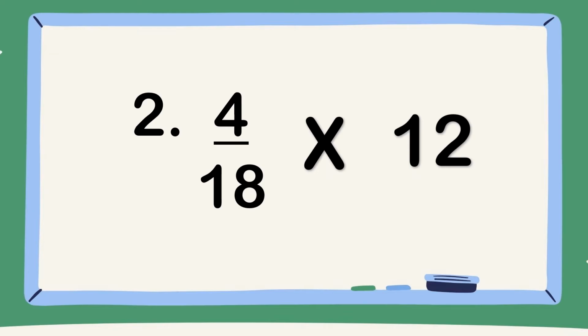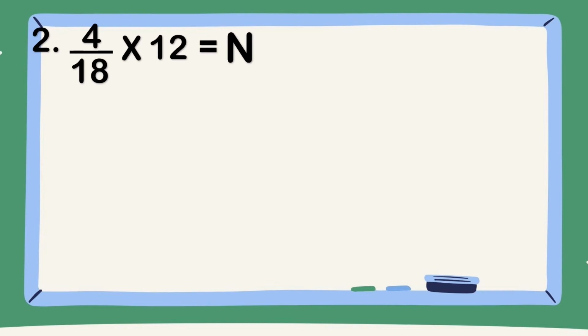Now let's move on to example number 2. 4/18 times 12. So 12 here again is a whole number. We will write this as an improper fraction by writing 1 as the denominator. Okay, let's answer number 2. 4/18 times 12 equals n. 4/18 times 12 over 1. 12 over 1 because 12 is a whole number. So we are going to make this as an improper fraction.